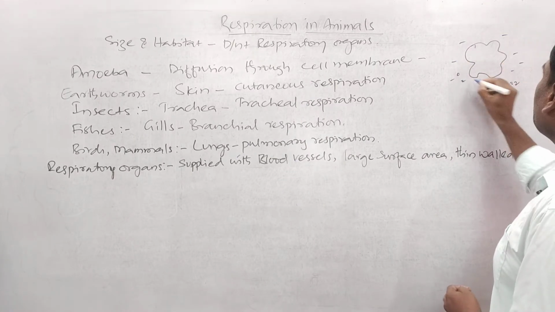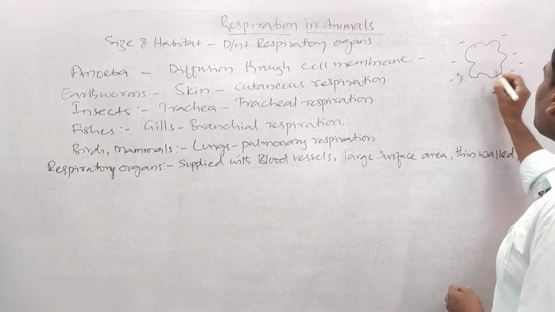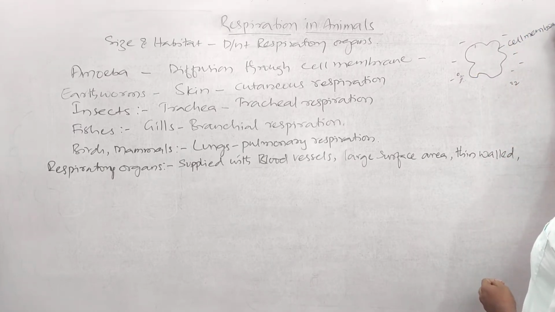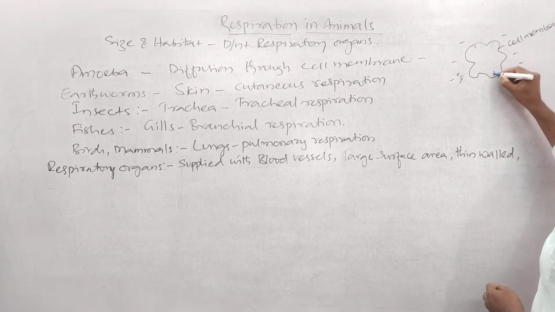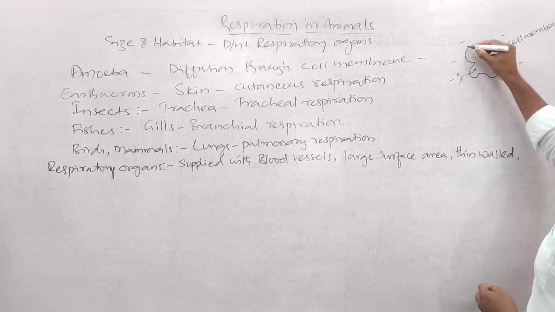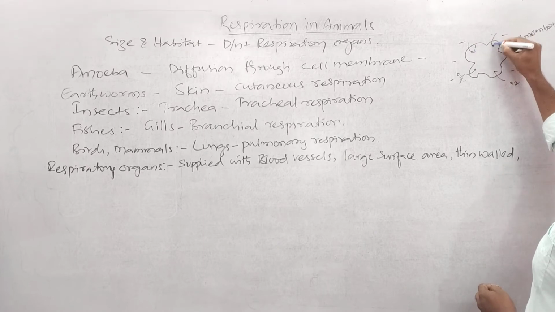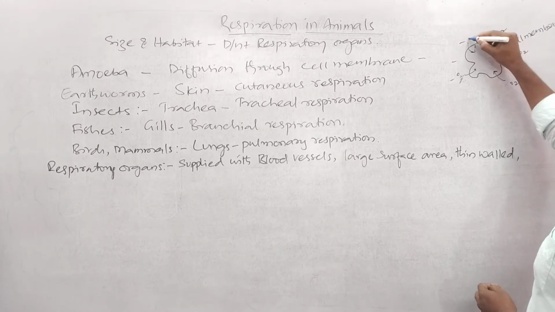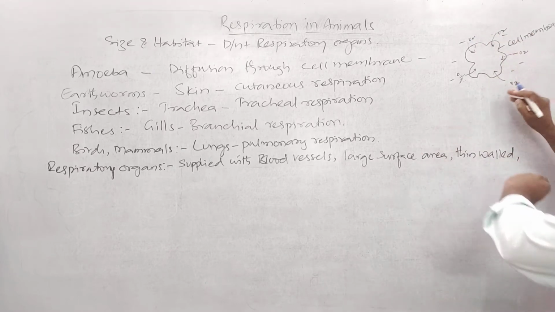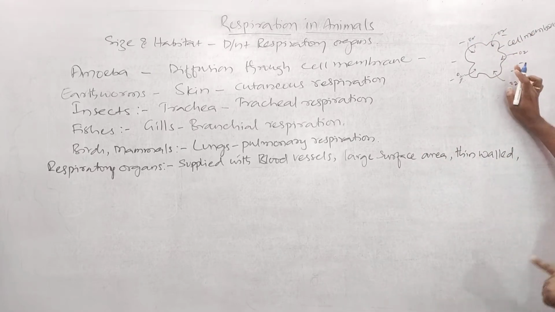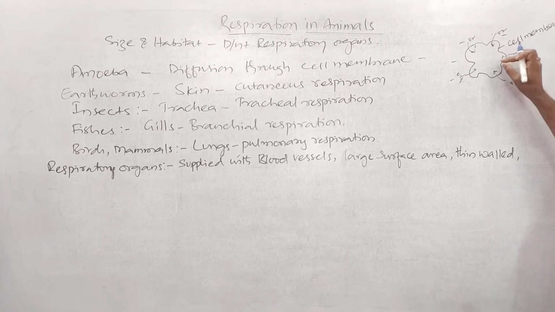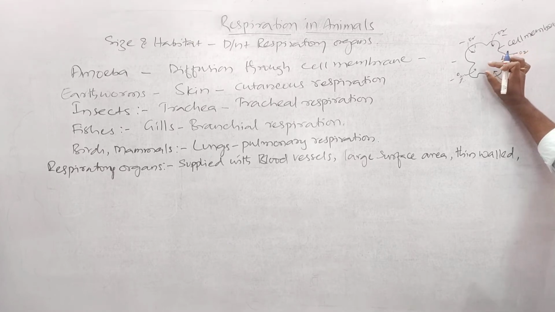Got it? So with the help of this cell membrane, this is called the cell membrane, oxygen enters inside the body of amoeba with the help of what, children? This cell membrane. Oxygen enters into the cell, or enters into the amoeba, by the process of diffusion, and this oxygen is utilized by this amoeba for respiration.